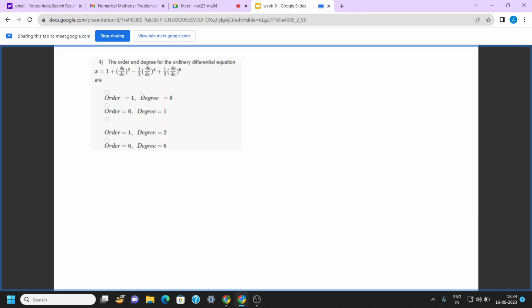So the next question is question number 4, that is you have to find the order and degree for the ordinary differential equation. You have been given the ordinary differential equation and you have to find out its order and degree. So the equation is x equals 1 plus (dy by dx) squared minus half into (dy by dx) to the power 4 plus 1 by 3 into (dy by dx) to the power 6. So this is an easy one. I guess everyone should get it. So find out what is the order and degree of this differential equation.